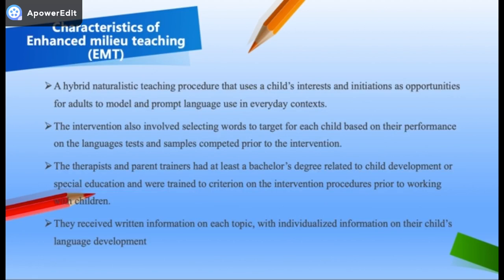The intervention also involves selecting words to target for each child based on their performance on the language test and a simple complete parallel to intervention. The therapists and parent trainers had at least a bachelor degree related to child development or special education and were trained to criteria on the intervention procedures prior to working with children. They receive written information on each topic with individualized information on their child's language development.